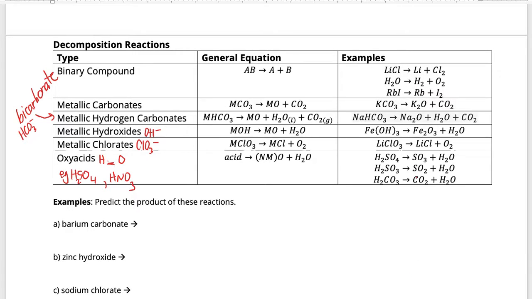Okay, so I know it's a lot of stuff here, but remember, the guidelines will be there, so you can use that as a framework to help you predict the products, okay? So go ahead and try the ones below, and you can start the video again.